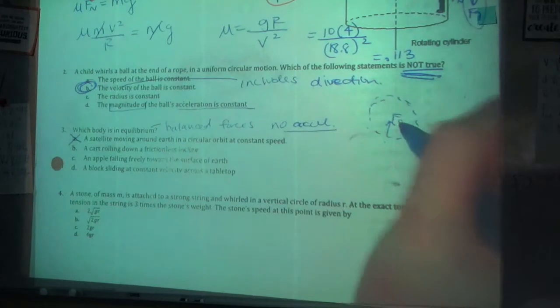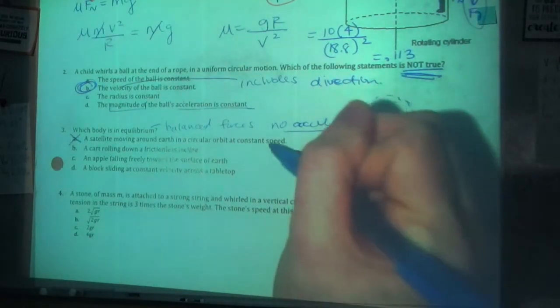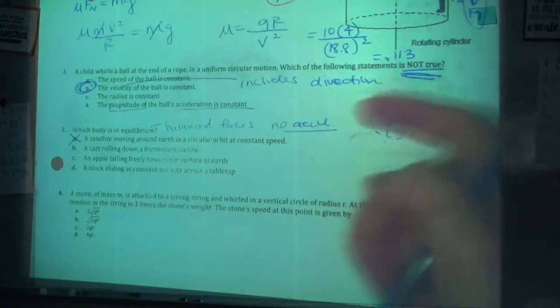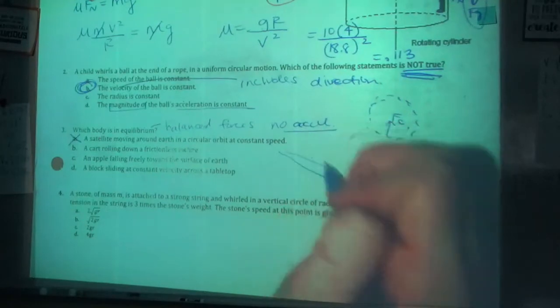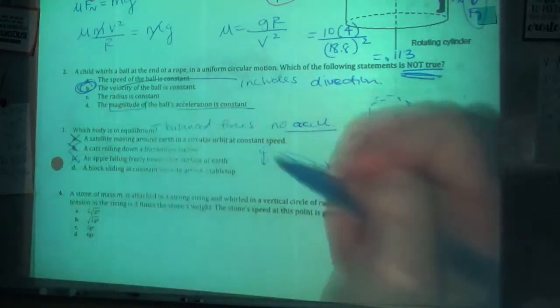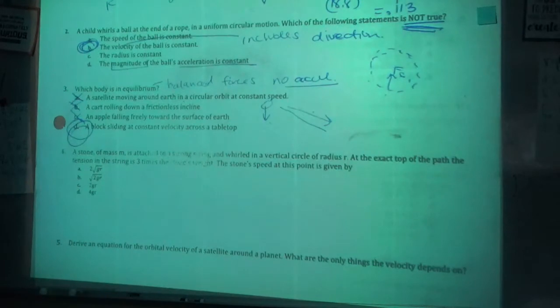It has a centripetal force. It is accelerating, at v squared over r. Even though my speed might stay the same, you still have an acceleration to turn. Rolling down a frictionless incline would definitely accelerate down. An apple falling obviously accelerates with g, 9.8. Going at a constant velocity, yes, that would be equilibrium.